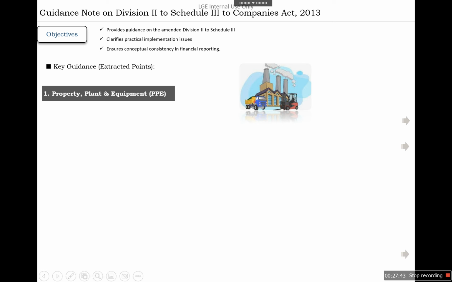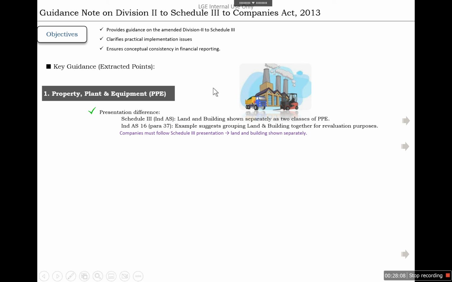guidance. So the first thing we need to discuss is property, plant and equipment. There is a presentation difference between Ind AS and Schedule 3. Schedule 3 about property, plant and equipment guides to separate disclosure of land and building as two classes of PPE. However, Ind AS example suggests grouping of land and building for revaluation purposes. So in this case, where there is a difference between Ind AS and Schedule 3, we need to follow the Schedule 3.